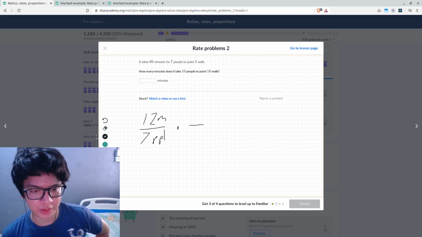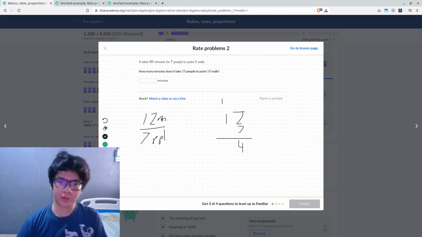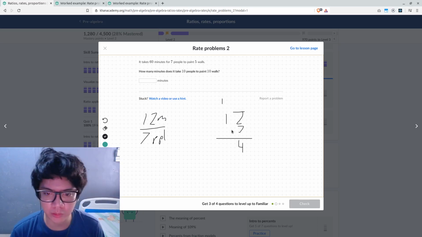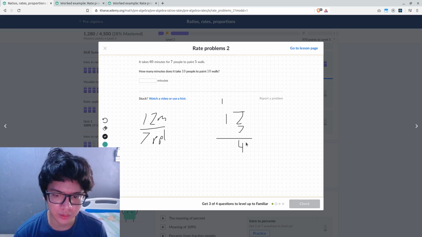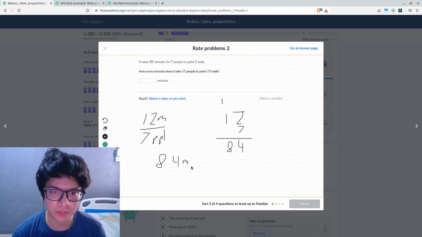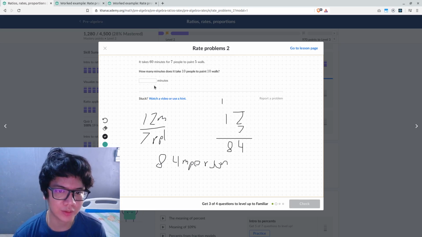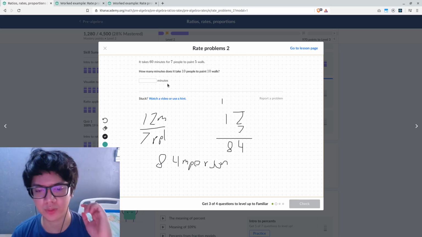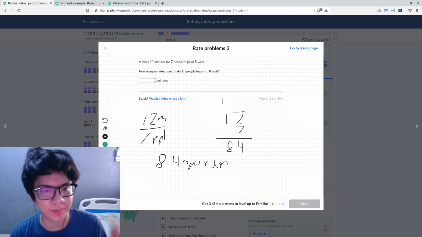Let's just multiply this by 7. If it takes 12 minutes for 7 people, then for one person it would be 12 times 7, which is 84 minutes per person. And then how many minutes does it take 10 people to paint 10 walls? Okay, so if one person takes 84 minutes, it's gonna be 84 minutes.